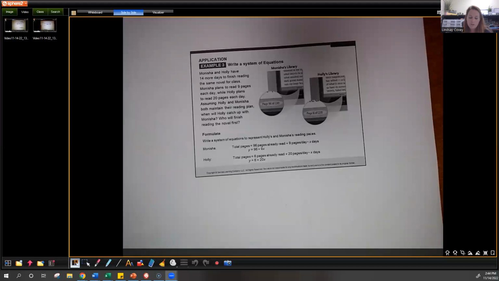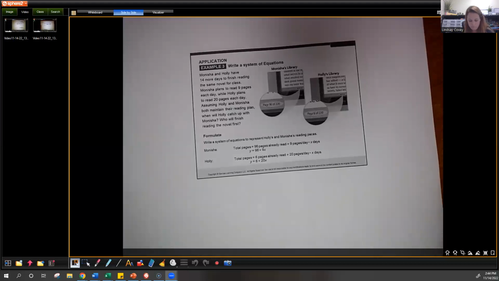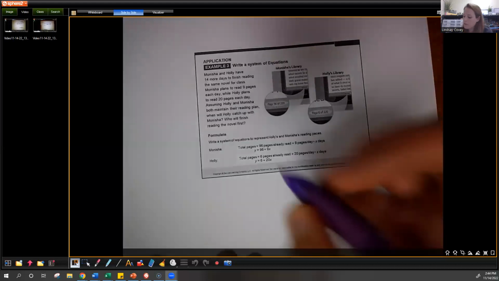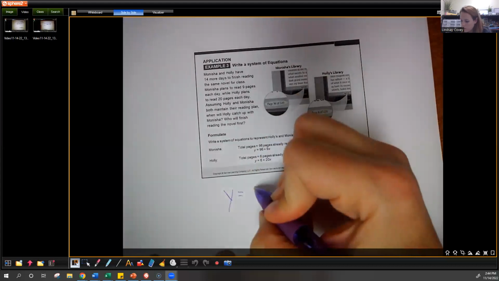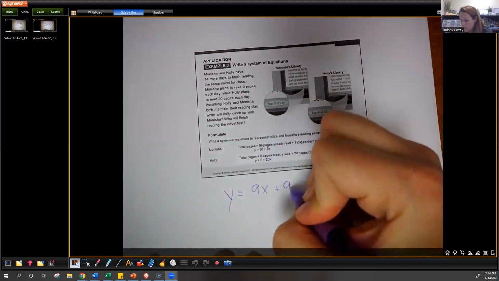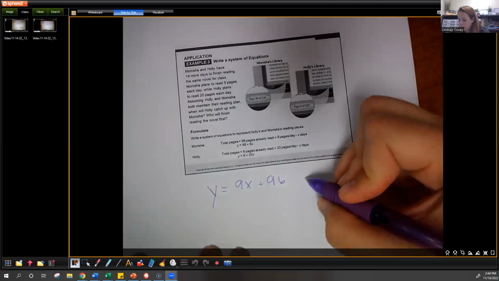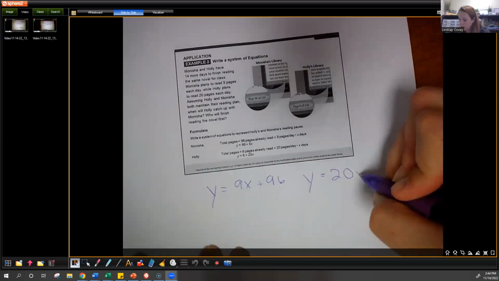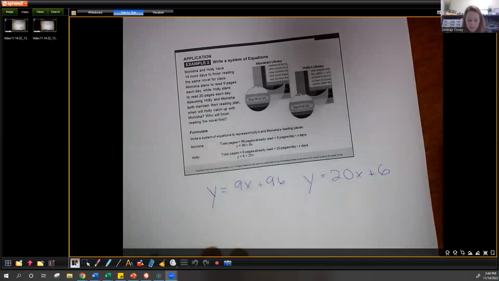We have to find where the graph is going to intersect. Okay. y equals 9x plus 96. And then y equals 20x plus 6.